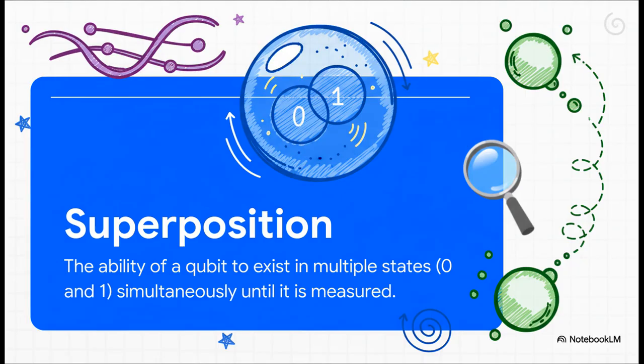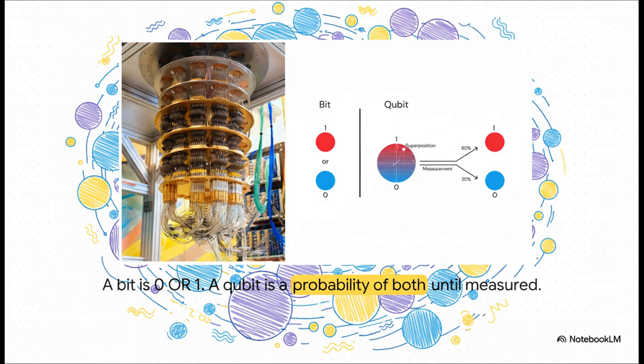Okay, first up we have superposition. This is that crazy ability we were just talking about, where a qubit can be both a 0 and a 1 at the same time. Instead of a simple on-off light switch, think of it more like a dimmer switch. It's not just on or off, it can be at any point in between, holding a whole range of possibilities all at once.